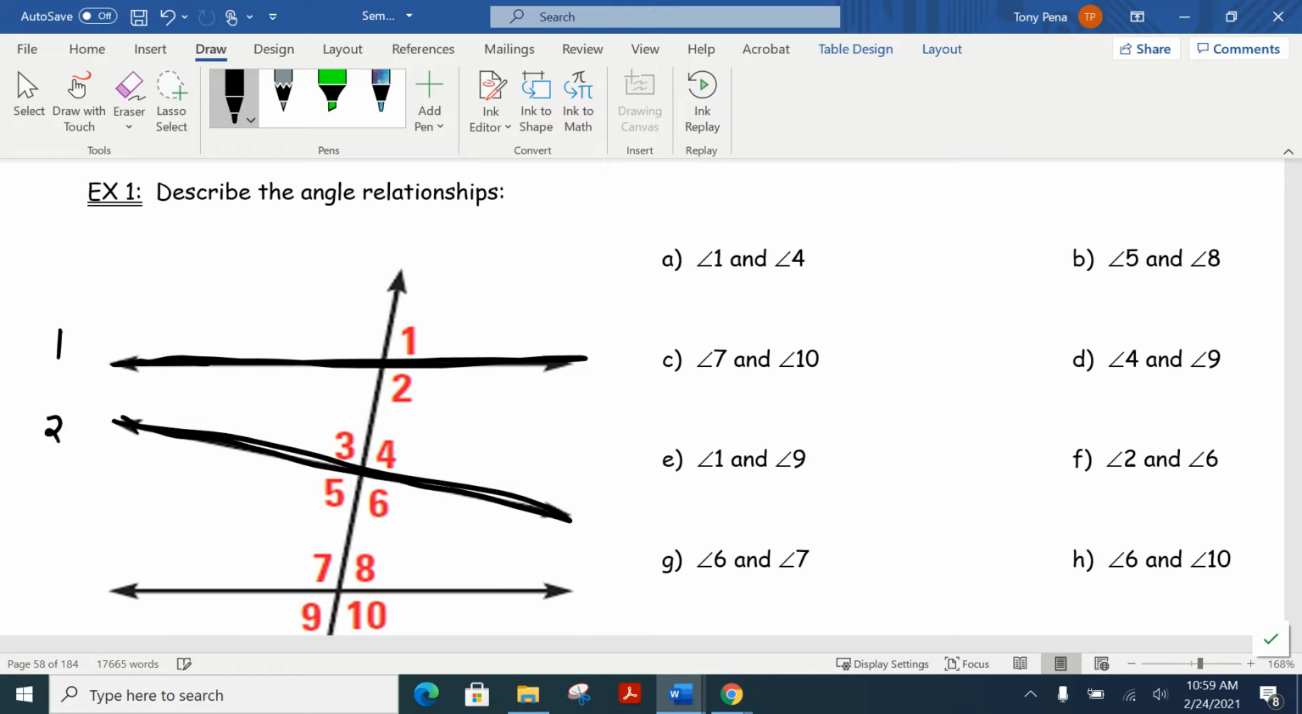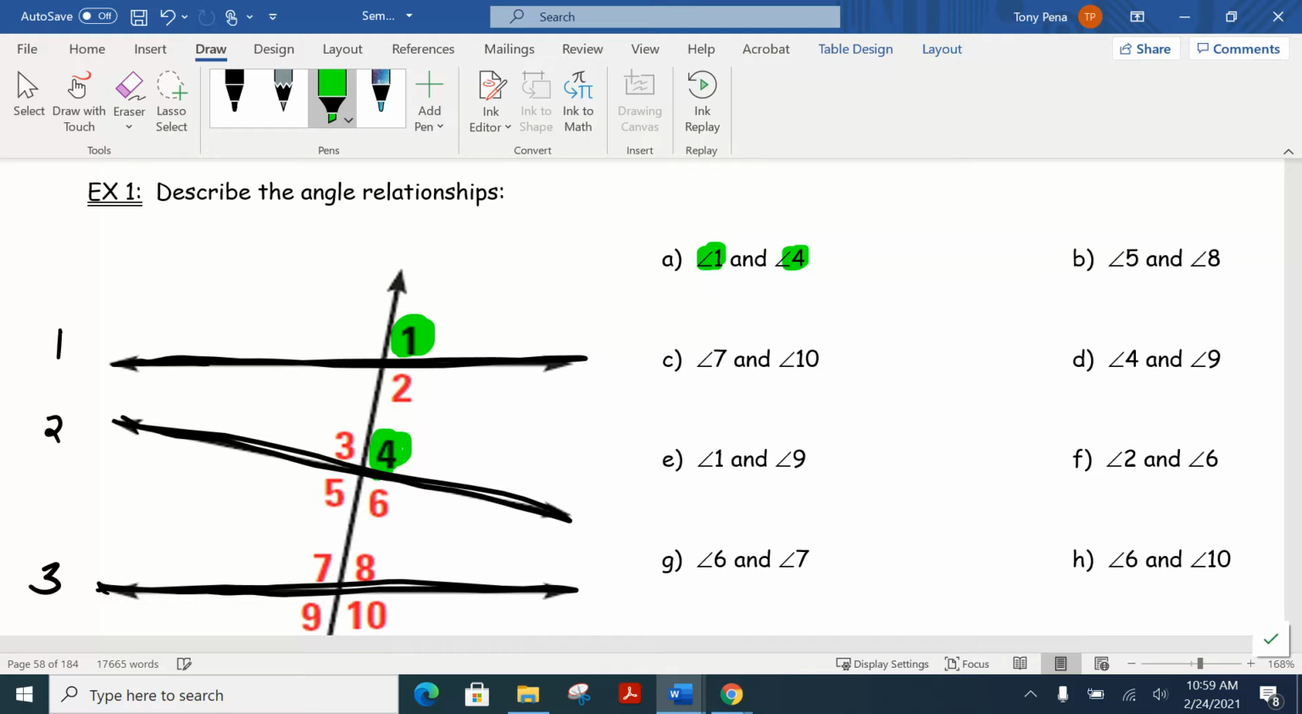This is our second line, and then this is our third line. So what I want you to now do is find angle 1 and angle 4. So here's angle 1. Here is angle 4.